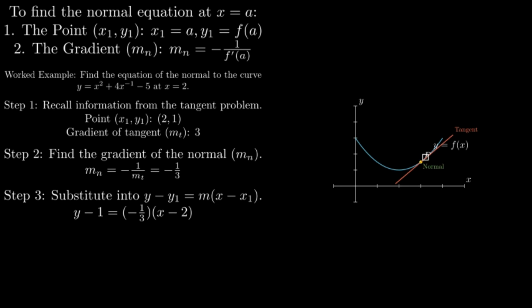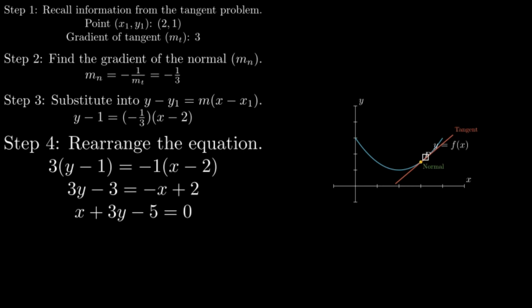Again, let's rearrange this into the form ax plus by plus c equals 0 to eliminate the fraction. I'll multiply both sides by 3 to get 3y minus 3 equals -1 times the quantity x minus 2. This simplifies to 3y minus 3 equals -x plus 2. Moving all terms to the left side gives our final answer, x plus 3y minus 5 equals 0.